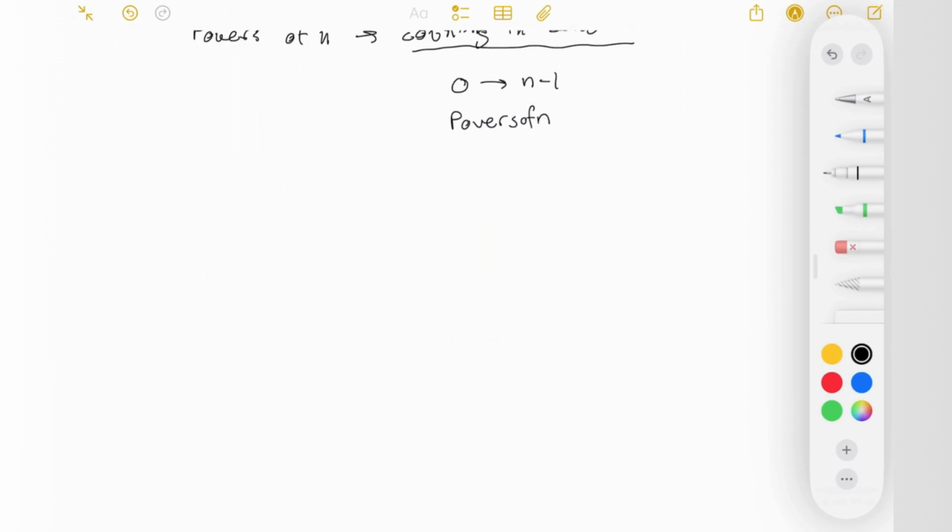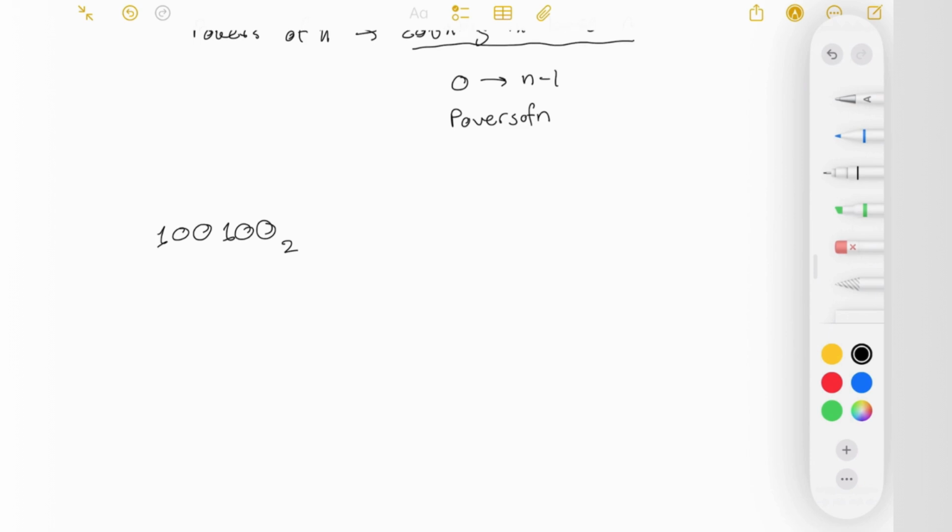So, for example, if we have 1, 0, 0, 1, 0, 0 in base 2, by the way, we represent base n with a little subscript of n. If we want to convert this to base 10, all we have to do is figure out what the digits stand for, and then we sum them up.